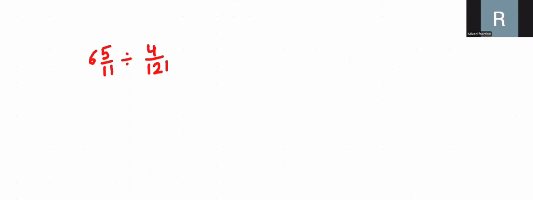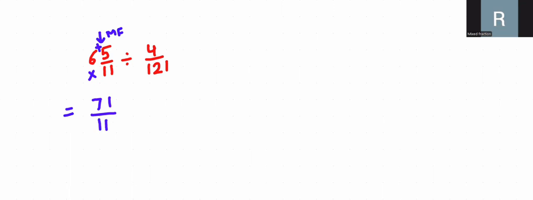Okay, now take one more question. Now the first fraction is a mixed fraction and the second fraction is a proper fraction and we will divide both the fractions. So first of all, we will convert this mixed fraction into an improper fraction. So how will we do it? Multiply 11 and 6 and add 5. 11 6s are 66 plus 5 is 71. Denominator will remain the same.